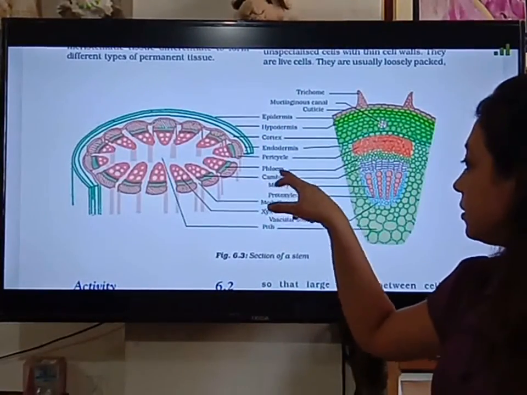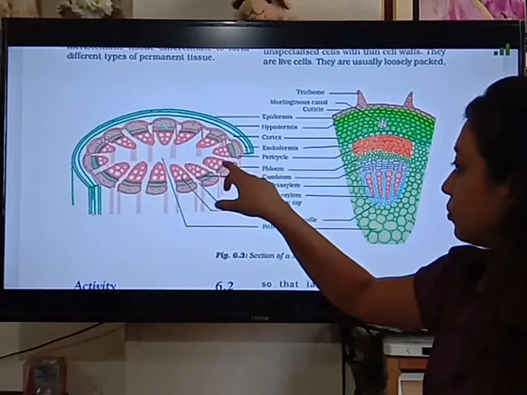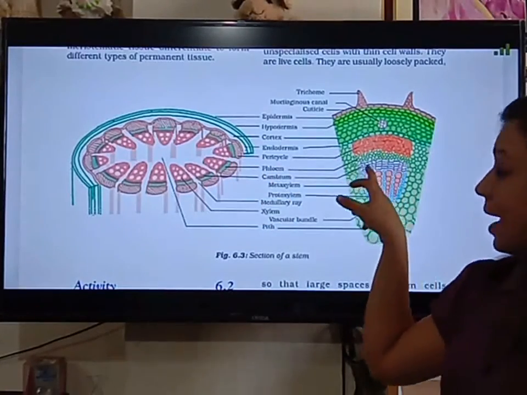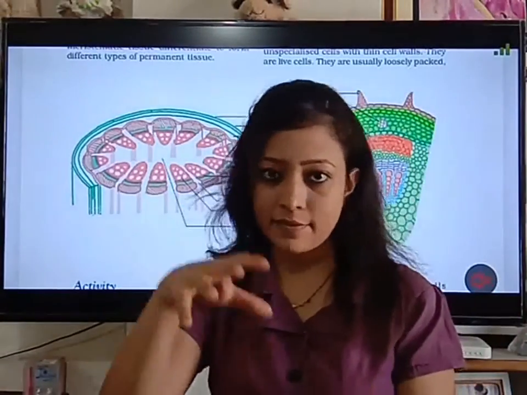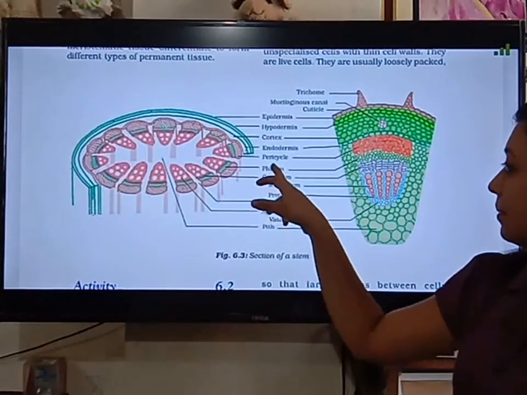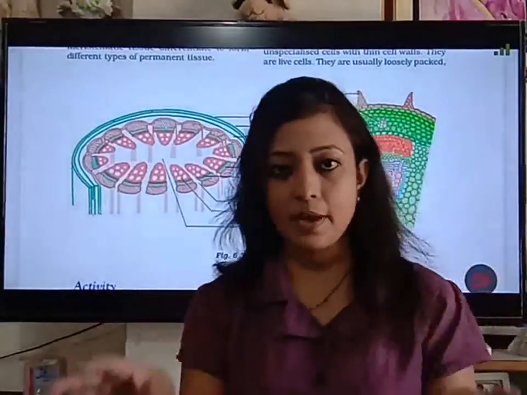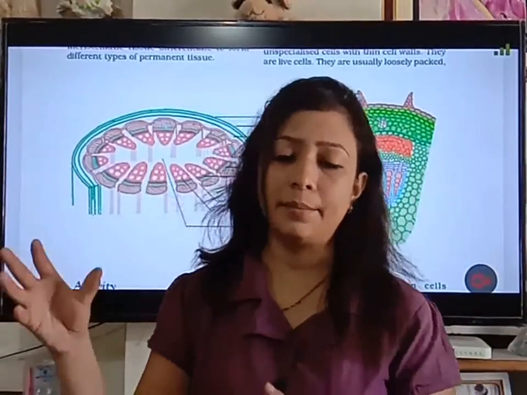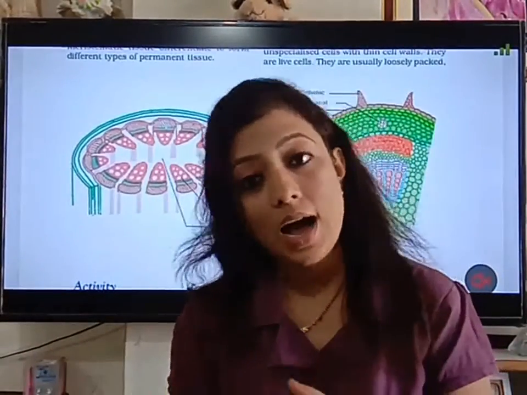So children, next is the cambium. Here is the cambium shown with the red lines. So this cambium, as I told you, contains the vascular bundle, and vascular bundle is nothing but the xylem and phloem. It means this cambium is a conductive tissue. It conducts the material from one part of the body to another.